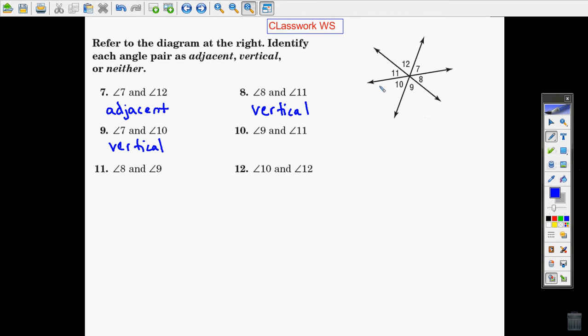9 and 11. Now with 9 and 11, we might be tempted to say that they are across from each other, but it looks like 9 and 12 are actually going to be the vertical angle pairs. So 9 and 11 are going to be neither. Those don't really have much in common with each other. 8 and 9. 8 and 9 are right next door to each other, so we call these adjacent angles. And finally, with 10 and 12, just like with number 10 here, it's going to be neither. They are neither across from each other nor next to each other, and that means that they are neither adjacent nor vertical.